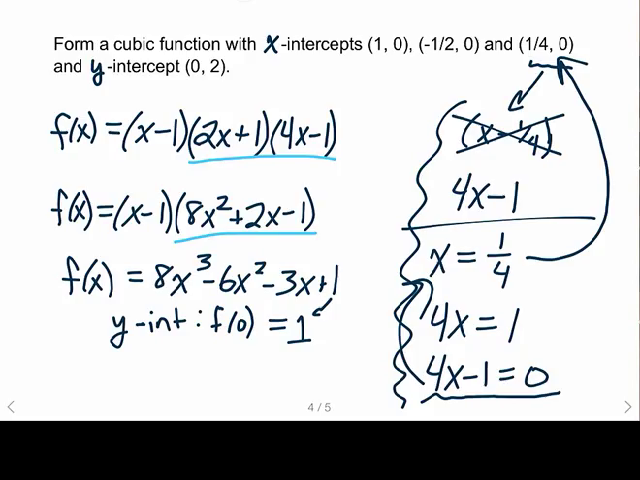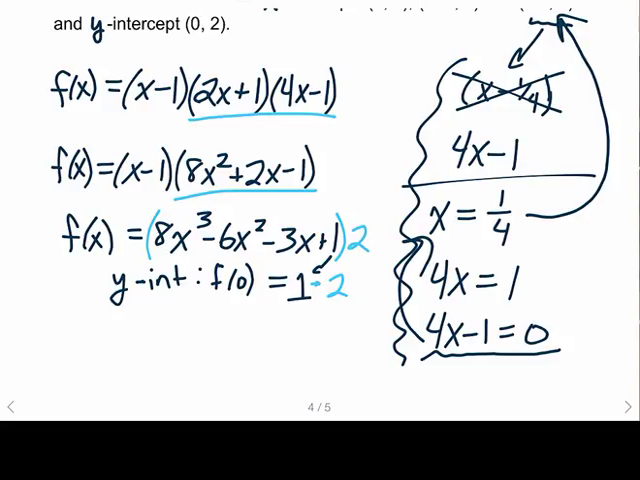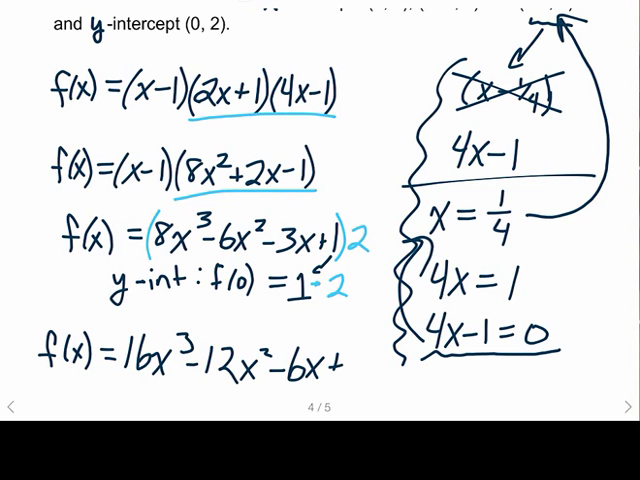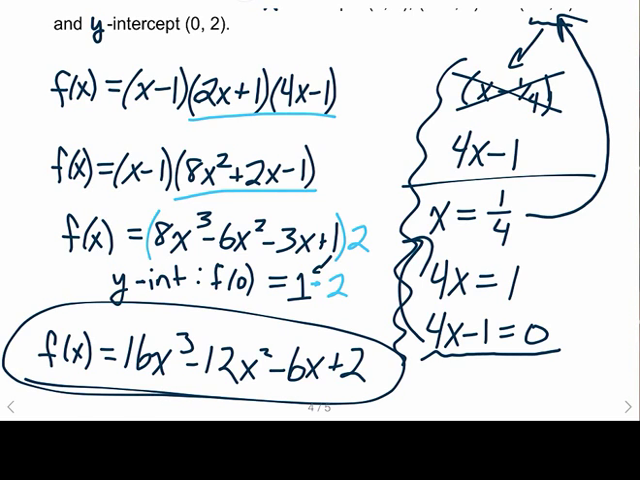It's actually the case that since I want f of 0 to equal 2, I need to multiply the entire expression that defines f by 2. In other words, to fix a constant, we have to multiply. That being the case, we're going to get f of x is equal to 16x cubed minus 12x squared minus 6x plus 2. This is our cubic function with the desired intercepts.